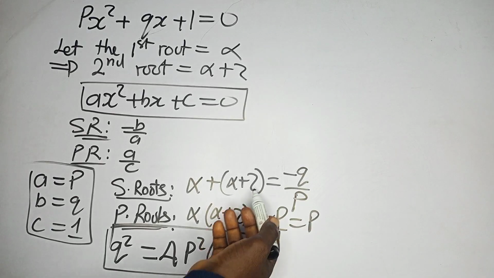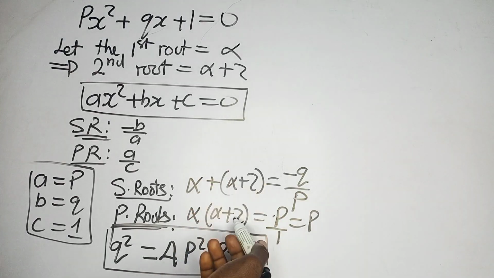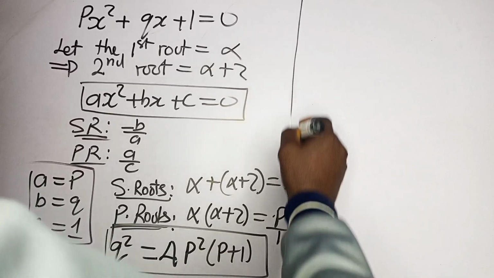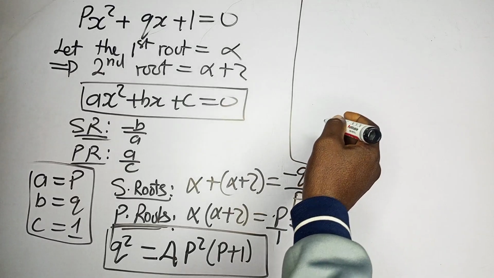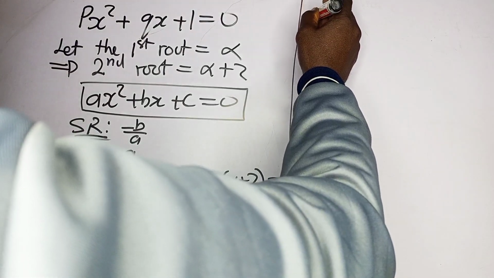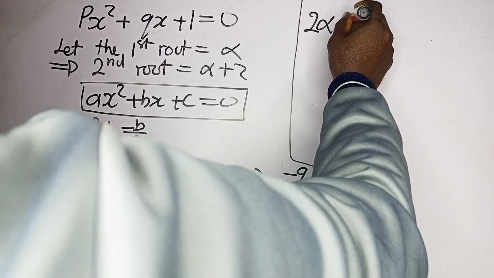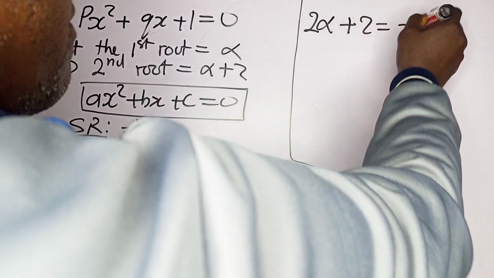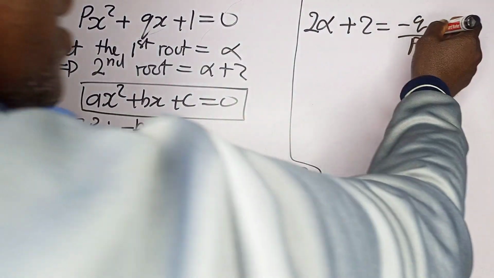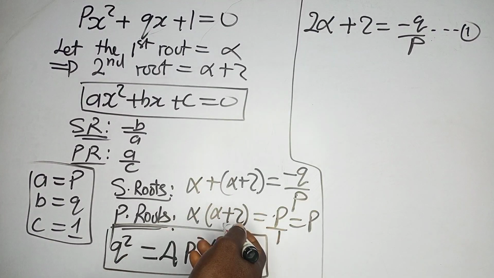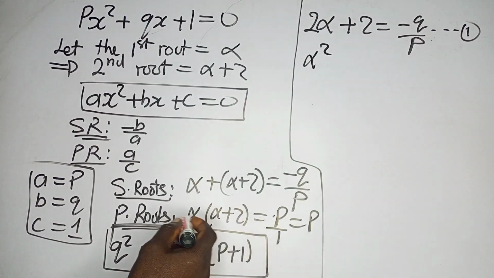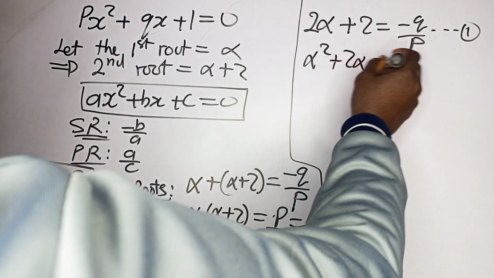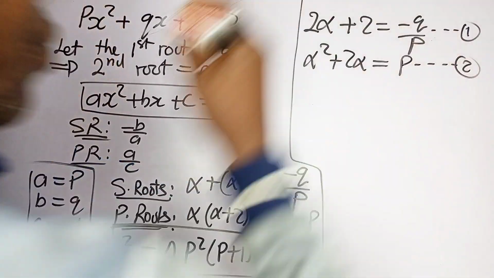So it makes sense if we solve for alpha using these two pieces of information that we have here. Let's first of all simplify them as equations. If we take the first one, alpha plus alpha is 2 alpha, plus 2, is equal to negative q all over p. We can call that equation 1. In the second scenario, we multiply out, and we have alpha squared plus 2 alpha is equal to 1 over p. We call that equation 2.